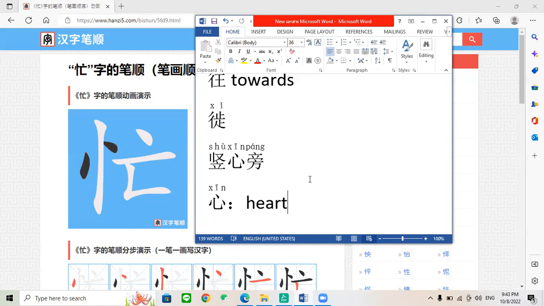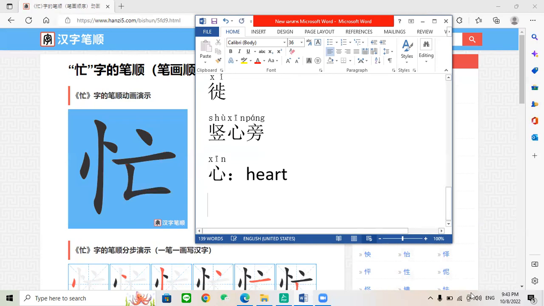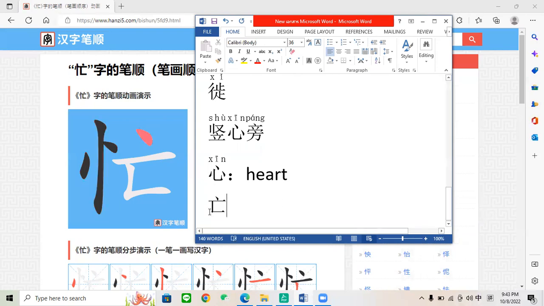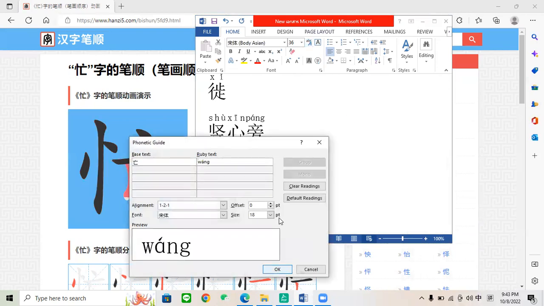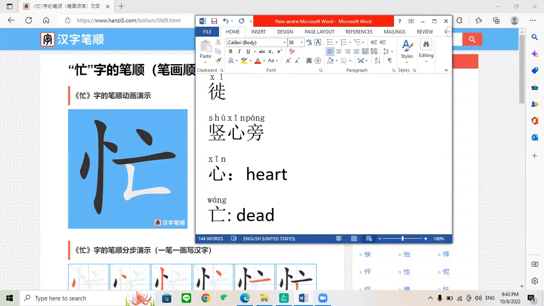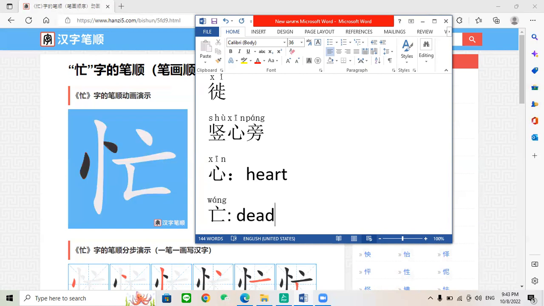Okay. And the right part is very interesting. You know, the right part is Wang. So what does Wang mean? Wang means vanish, dead, disappear. And usually we say it's dead. So you see, 忙 means busy. When we are too busy, our heart is dead, right? So that's too busy, okay? When our heart dies, it's too busy. So that's 忙, right?